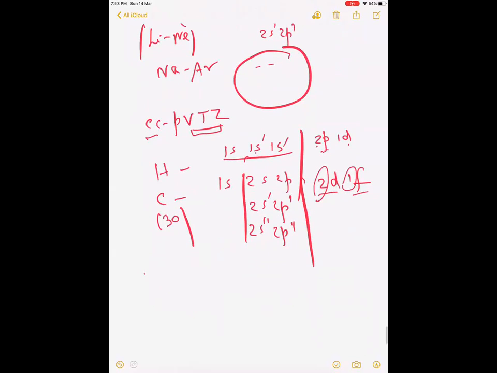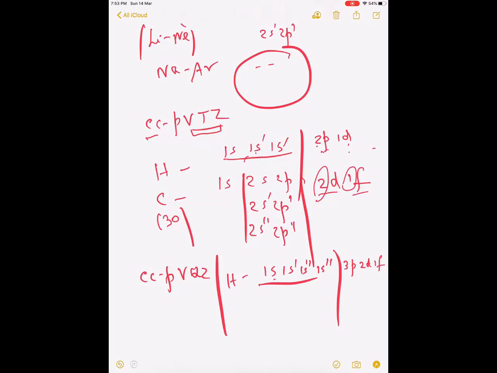If you go to cc-pVQZ, and I think we can stop here for the explanation, hydrogen has 4 functions. So 1s prime, 1s double prime, 1s triple prime. So 4 valence functions. So of course, the polarization will now build up very, very quickly. You will have 3 polarization functions, just 1 less, and they will go like this: 3p, 2d, 1f. I hope you understand how quickly I'm building. Even for hydrogen, I'm now using f functions. Can you imagine?